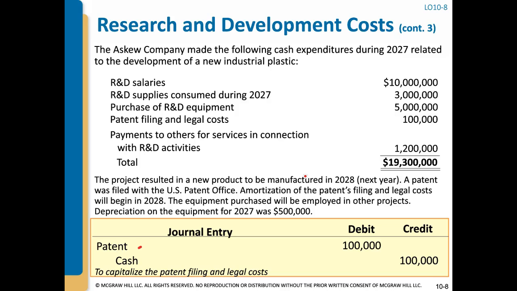And US GAAP says that the cost of obtaining a patent, like the legal fees, registration fees, and any sort of related costs, are not expensed as part of R&D, but they should be capitalized. So that's why the patents are going to be capitalized: debit patent, and that's going to be a long-term asset on your balance sheet, and credit cash.